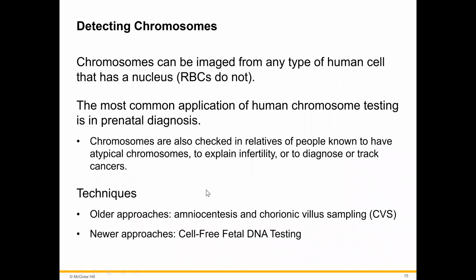Chromosomes can be imaged from any type of human cell that has a nucleus. If a cell doesn't have a nucleus, of course, you cannot see chromosomes and perform karyotype analysis. For example, RBCs, or red blood cells, do not have a nucleus. The most common application of human chromosome testing is in prenatal diagnosis. Chromosomes are also checked in relatives of people known to have atypical chromosomes, to explain infertility, or to diagnose or track cancers.